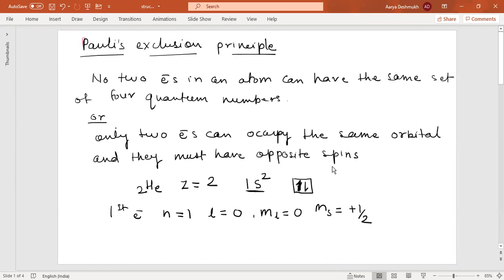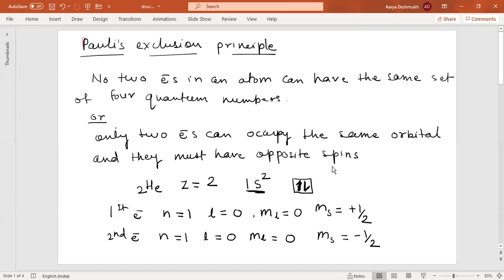Now for the second electron, with the antiparallel spin, you can write the quantum numbers as n equal to 1, the same as the first one. l will be equal to 0, again the same as for the first electron. Ml is also the same magnetic quantum number because this is an s orbital and it is not further divided into any suborbital. Now there will be a difference only in the spin quantum number. This is with the antiparallel spin, so you can write the spin quantum number as minus half.